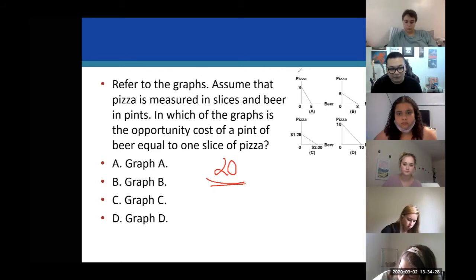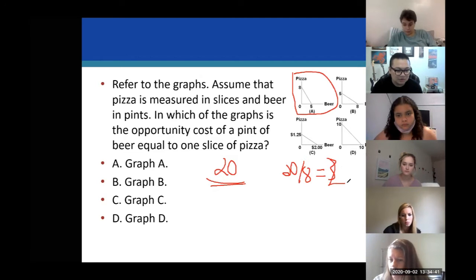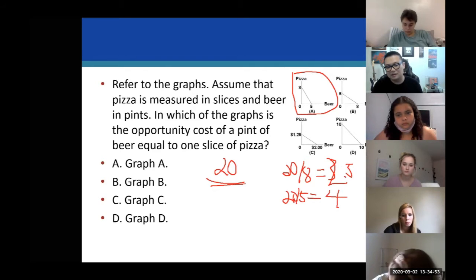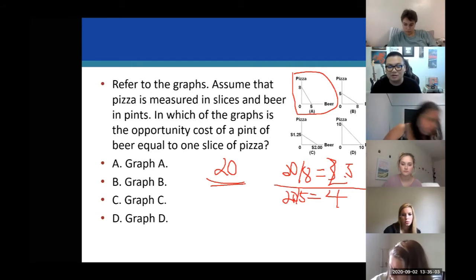So for choice A here, if we're using all of the $20 to buy pizza, the pizza quantity is equal to 20 divided by 8, so it's equal to 2.5. And if we're using all of the money to buy beer, we're using 20 divided by 5, we got 4. So you will see the quantity of pizza is not exactly equal to the beer. So we can say that the opportunity cost is not the same.